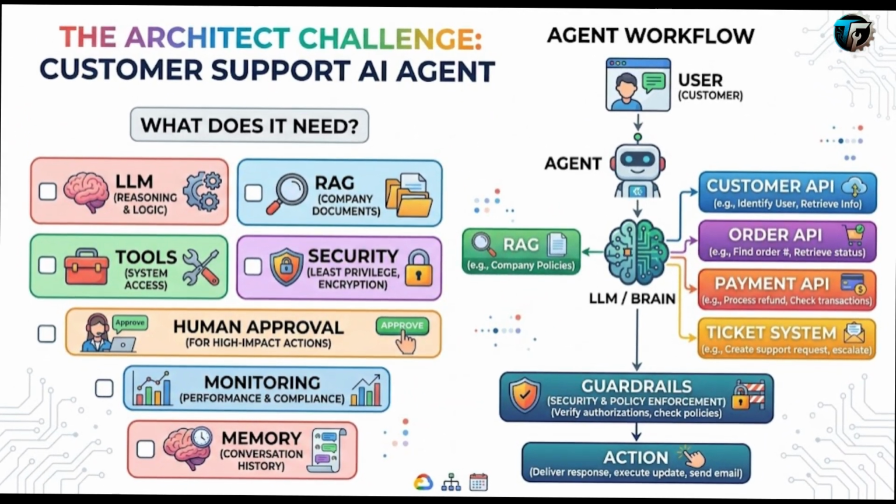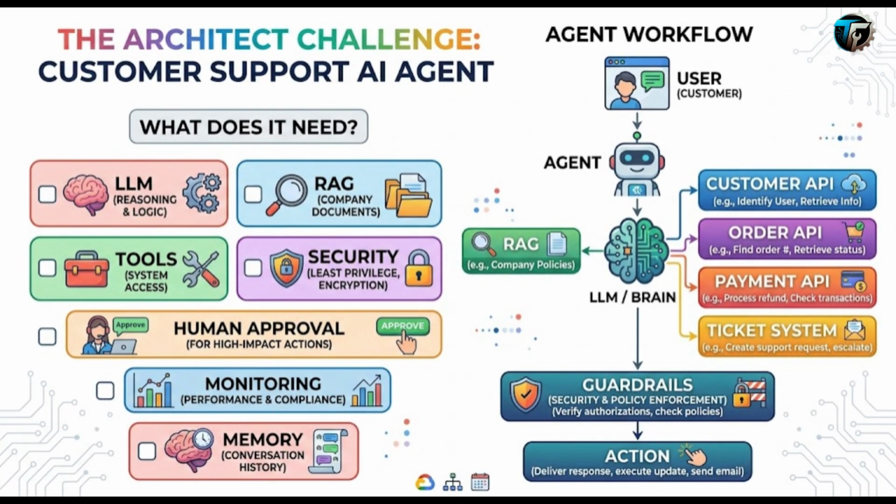Here's your architect challenge. Your company asks you to build an AI customer support agent. The agent should answer questions using company knowledge, check order status, create support tickets, and potentially process refunds. Would you simply connect an LLM? No. You need an agent layer. RAG for company knowledge, tools for enterprise systems, security and authorization, guardrails, monitoring, and human approval for sensitive actions. That's the difference between a chatbot demo and an enterprise AI architecture.